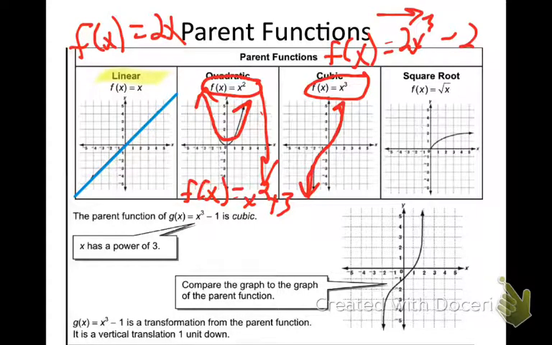Then the last one we're going to focus on today is the square root function. f of x equals the square root of x. Now, as you look at this graph, you see the parent function starts at 0. Take a second to think about why the graph is not on the left side of the coordinate plane.